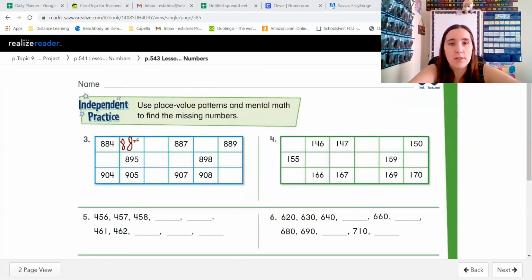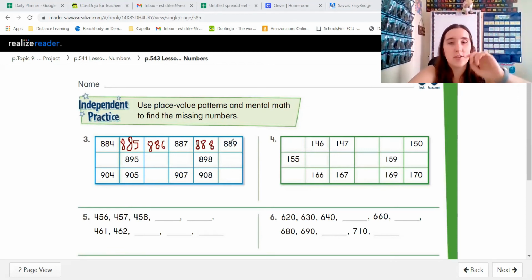We're starting at 884. I know that 884 plus 1 is 885. My hundreds and my tens didn't change. Plus 1 more would be 886. Plus 1 more would be 887, which is good. That means my pattern is correct. Plus 1 more would be 888. Plus 1 more would be 889. Easy peasy.